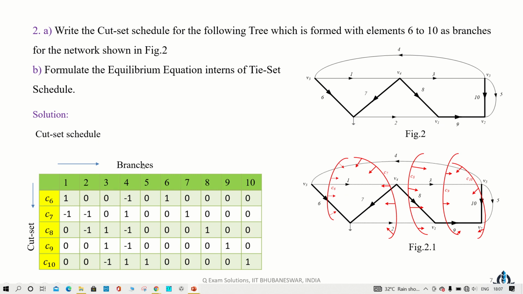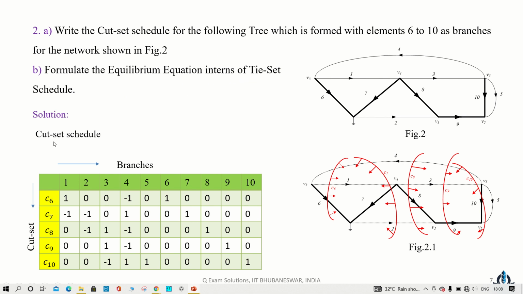In the second question, it is asking to write the cut-set schedule for the following tree, which is formed with elements 6 to 10 as branches, for the network shown in figure 2. This is figure 2, asking for branches 6, 7, 8, 9, 10. And in part B it is asking to formulate the equilibrium equations in terms of the tie set.